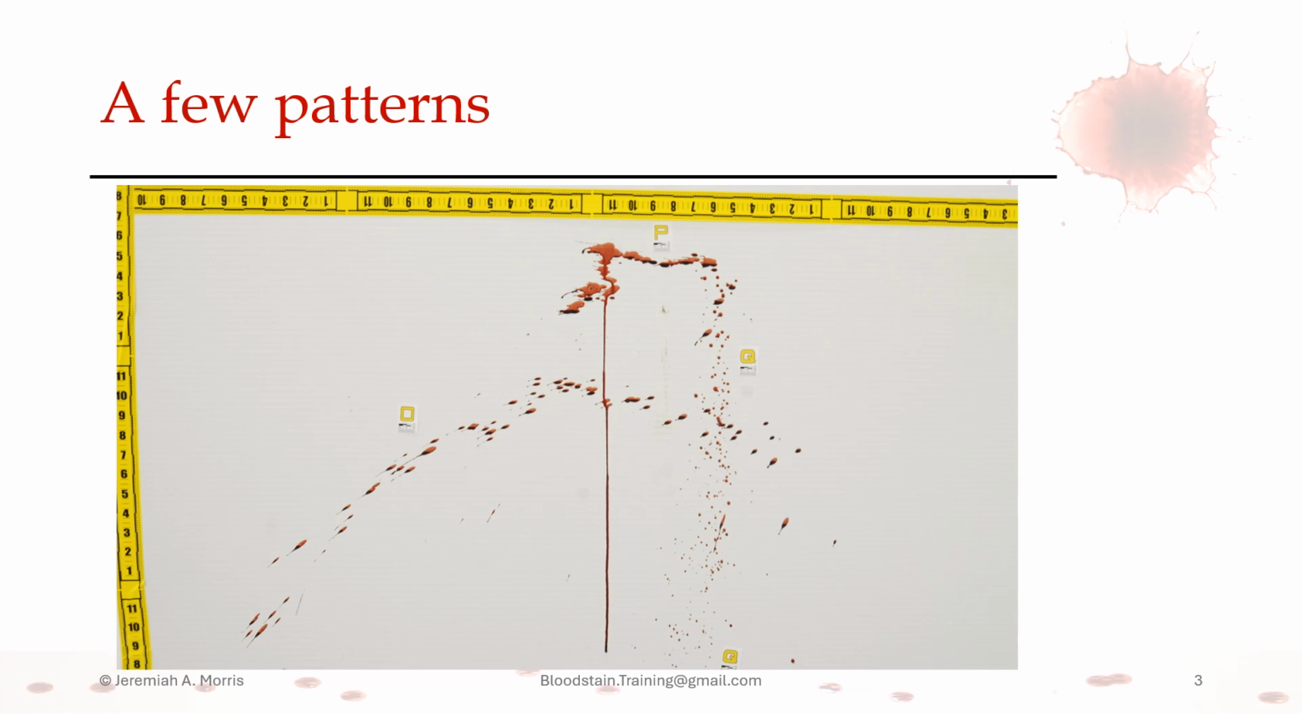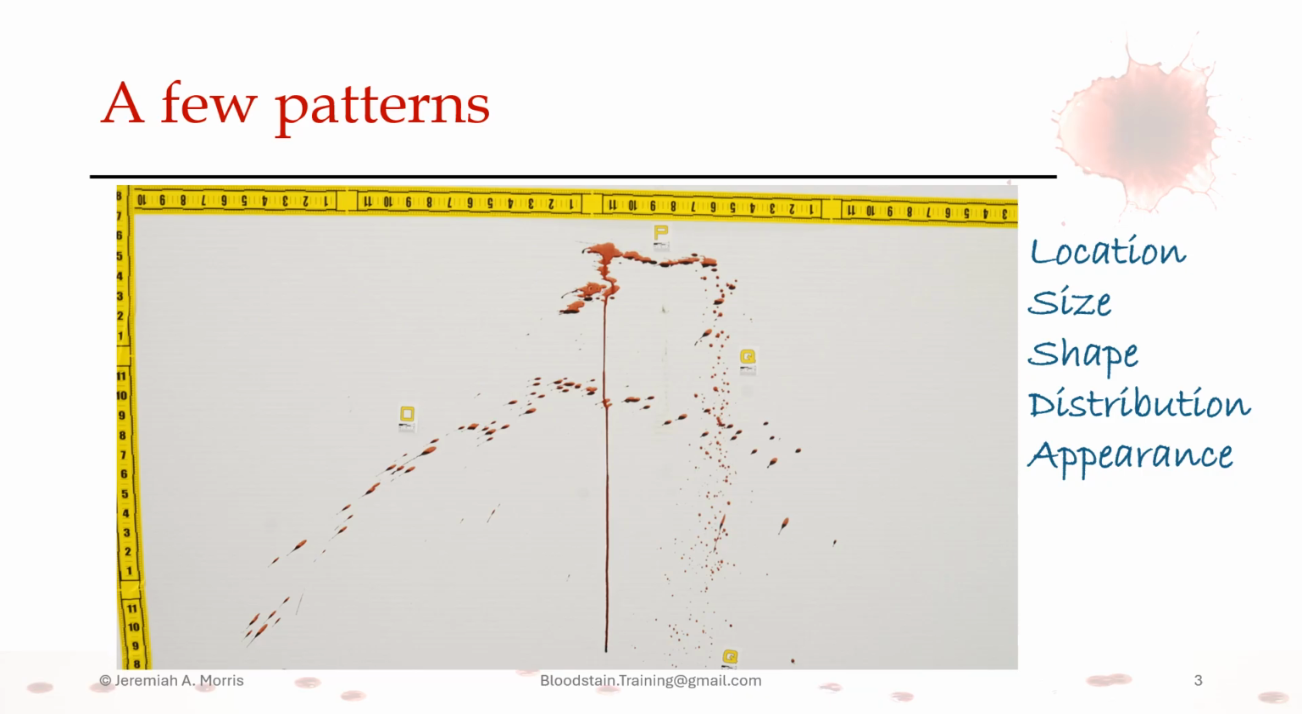But we're not going to break down the individual features within these patterns and try and classify them. But if we look at the location, size, shape, distribution, and appearance, we can see some differences here, particularly with O and Q. With O, we've kind of got this curvilinear distribution of circular to elliptical stains, whereas with Q, we have a linear distribution of circular to elliptical stains, and P is just kind of an irregular shaped mess.